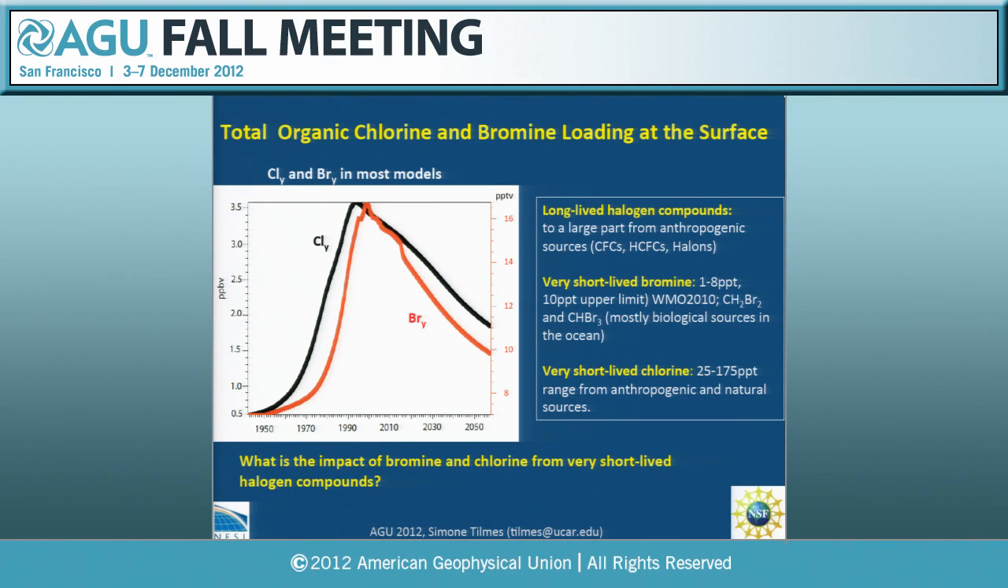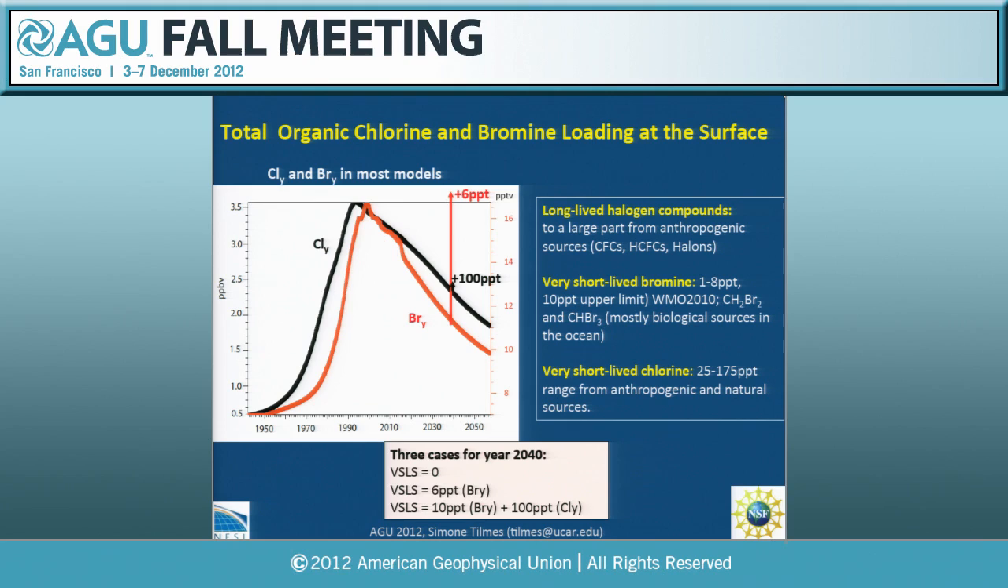But for the very short-lived species that are not included in this plot, there is a wide range of what is possible. And those come from biological sources in the ocean, so they are constantly there. They're not changing like the anthropogenic ones. And they can range between 1 and 10 ppt from observation. So when we compare to recent satellite observations, it's very likely that we are in the upper range here. And there are also chlorine very short-lived species, which have a lower contribution in general.